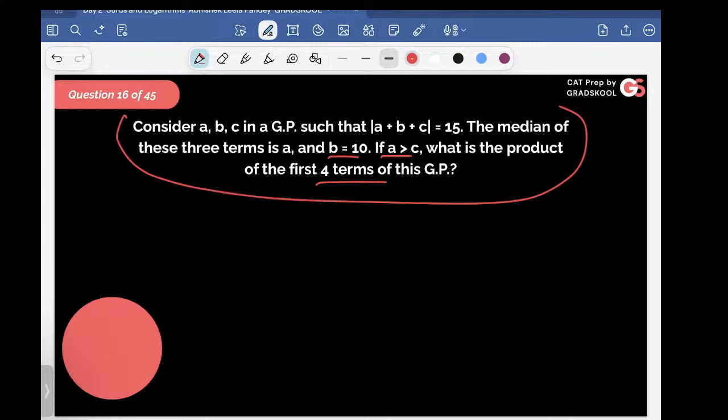Okay. Median of the terms is A. What is median, by the way? If you arrange the things in ascending or descending order, the middle term is always the median, right? It says A plus B plus C is 15. Okay.